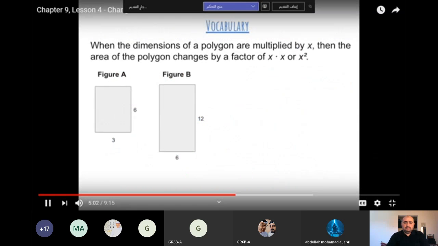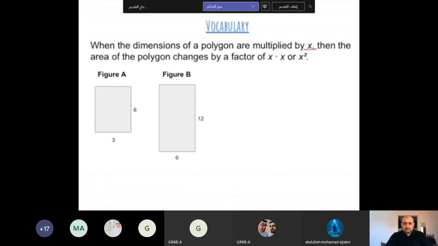When the dimensions of a polygon are multiplied by some number x, then the area of the polygon changes by x times x, or that number squared. For example, in figure A, we have an area of 6 times 3, which gives us 18. In figure B, we have an area of 12 times 6, which gives us an area of 72.